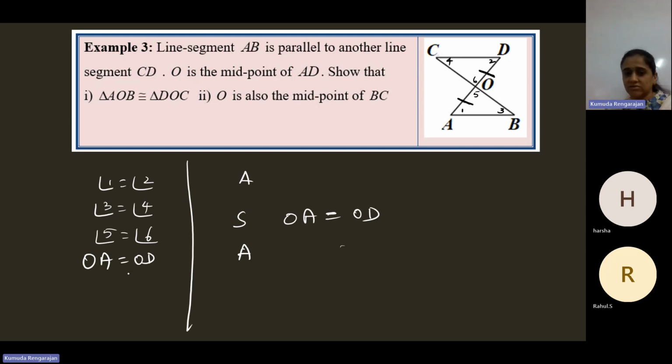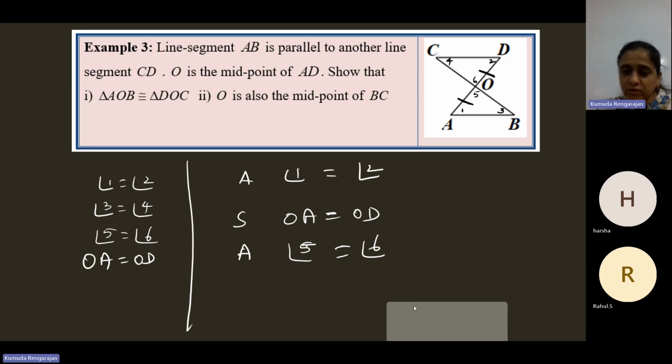Yes or no? Yes. Now for OA, OA is the included side for angle 1 and angle 5. So you should write all this: angle 1 of the first triangle is equal to angle 2 of the second triangle. Angle 5 of the first triangle is equal to angle 6 of the second triangle. In this information it is ASA.